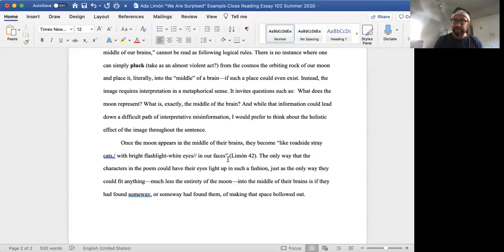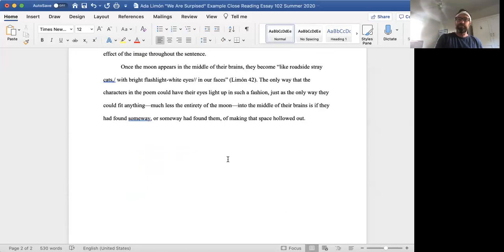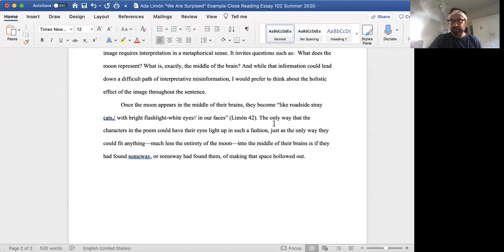Again, I'm pulling quotes down in this way. Now, I'm not doing a super great job in analyzing this right now because I want to pull individual words down and really look at them. But I want to talk about this. This is the image I want to arrive at. The only way that the characters in the poem could have their eyes light up in such a fashion, the only way they could fit anything, which is the entirety of the moon, into the middle of their brains, is if they had found some way, or some way had found them, of making that space hollowed out.